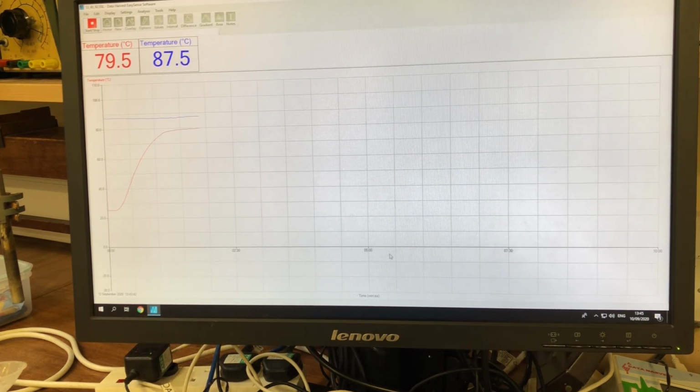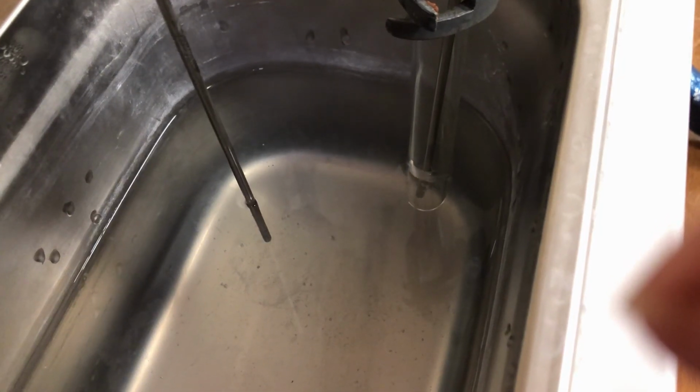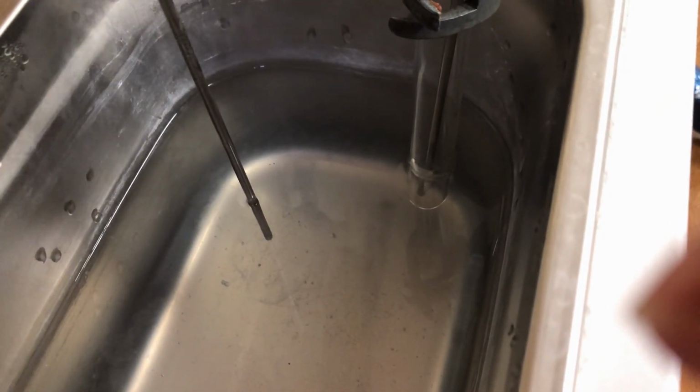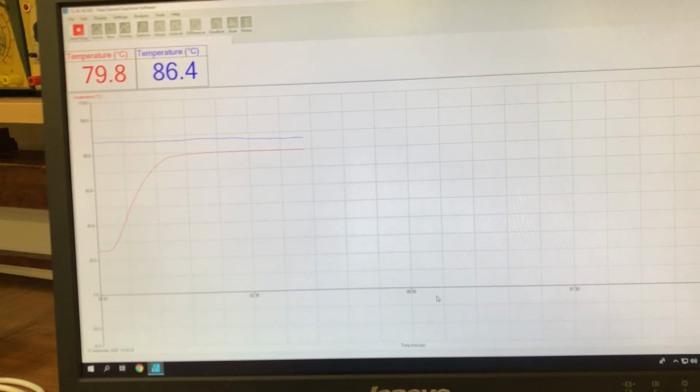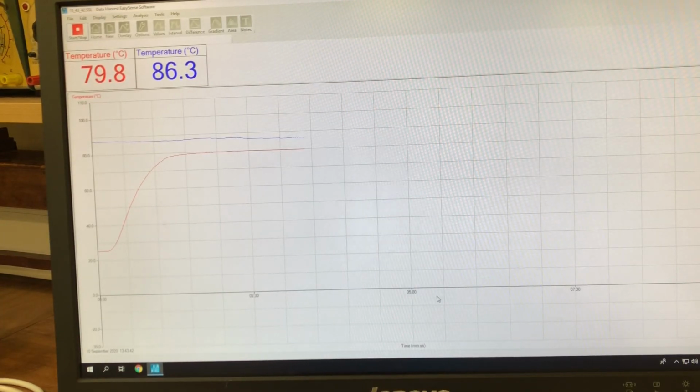If you look inside the test tube, you can see a small stream of bubbles where the ethanol is boiling. And even though the water bath is at 86 degrees, the temperature of the ethanol cannot rise above 80 degrees C.